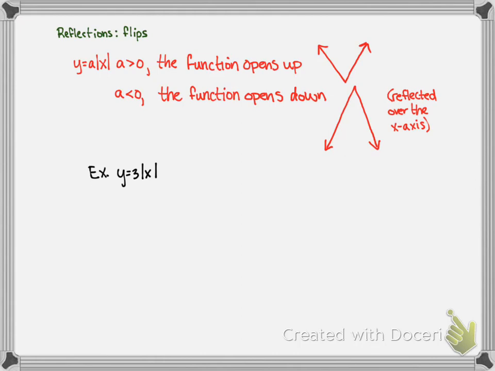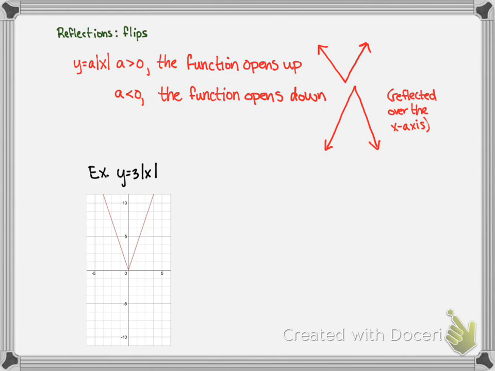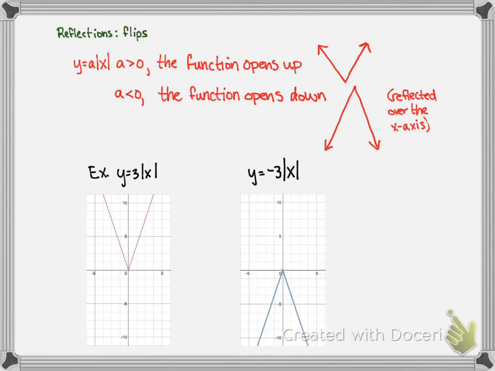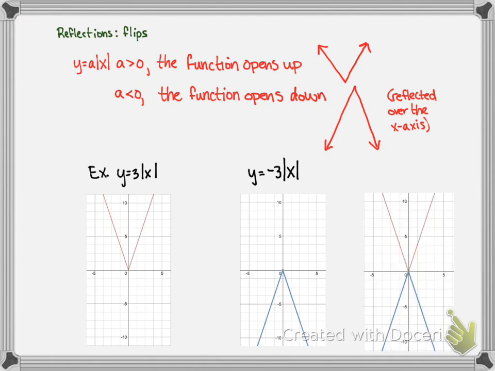For example, y equals 3 times the absolute value of x has a graph shown here in red. If we look at the graph of y equals negative 3 times the absolute value of x, we have this blue graph, which is the original function reflected over the x-axis.